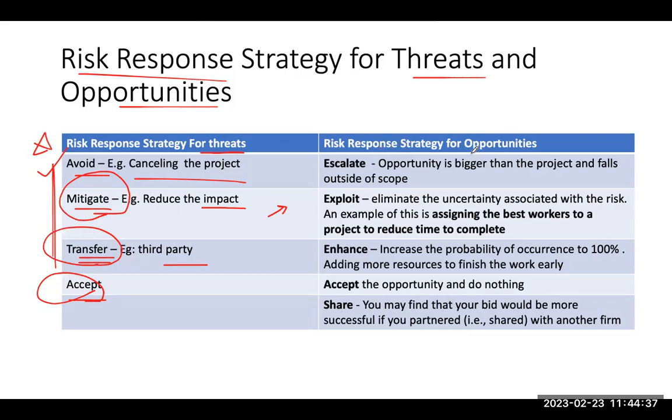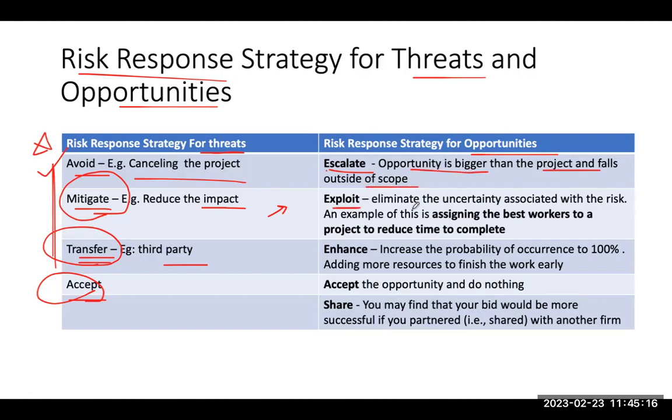The risk response strategy for opportunities. Here you will see the opportunity responses are mostly the direct opposite to these. For example, escalate. As a project manager, you notice that one of the scope items is outside of your project, but it could have a good impact on other projects. Here you're escalating it to your managers and directors, and you just leave it. For example, the opportunity is bigger than the project and falls outside of scope.